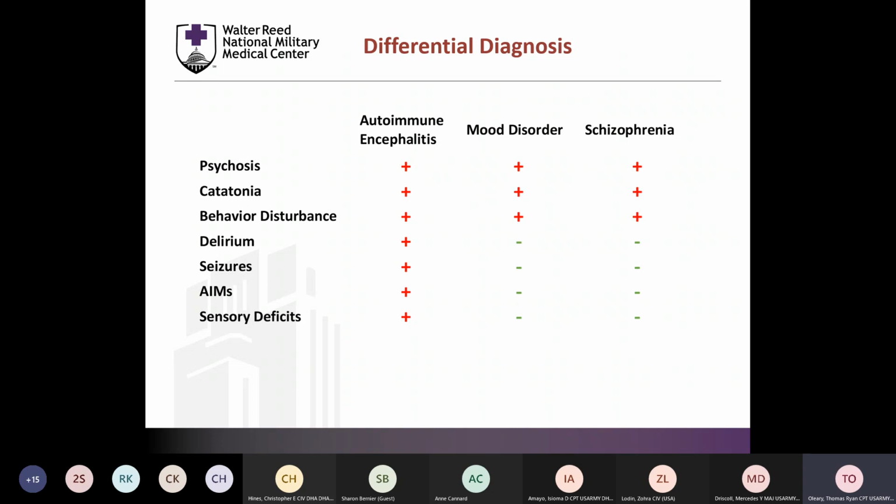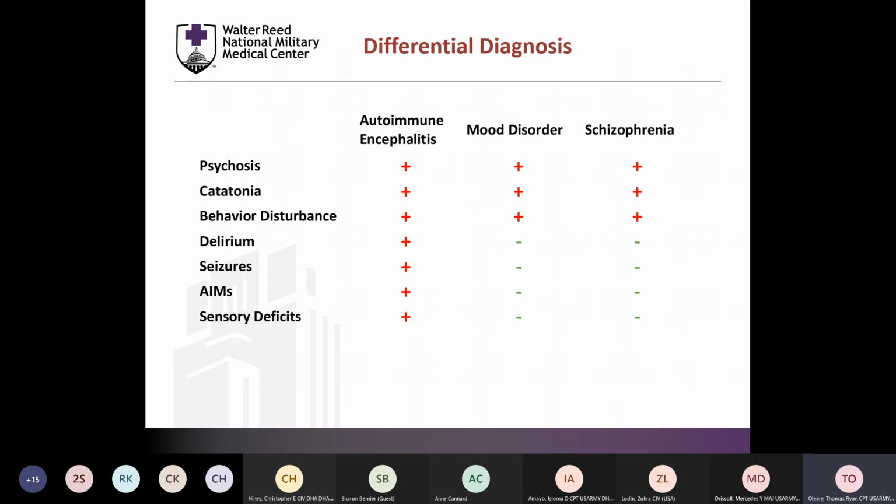What is helpful is the presence of a delirium. So an acute change in cognitive function with disorientation, memory impairment, impairment in other cognitive domains, language processing or comprehension, praxis, the ability to do calculations, is not typical in patients with exacerbations of mood disorder or schizophrenia, is always present in patients with autoimmune encephalitis.